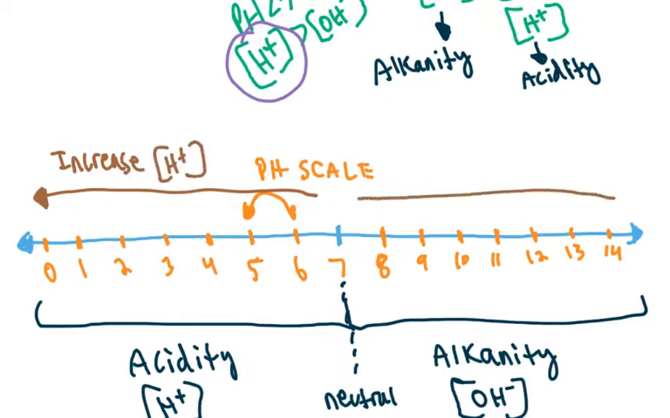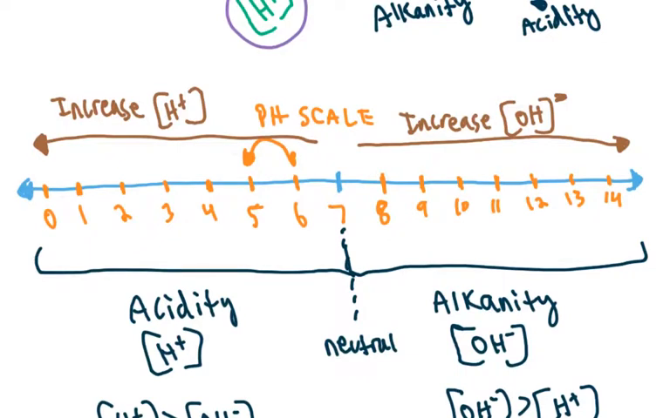Same thing here. As you go this way, you increase not the hydrogen cation concentration, but the hydroxyl anion concentration. So as you go from 6 to 5, you increase the hydrogen concentration by 10 times. So this is a 10-fold increase. As you go from 5 to 4, another 10-fold increase. So that means if you go from 6 to 4, you just increased by 100 times.